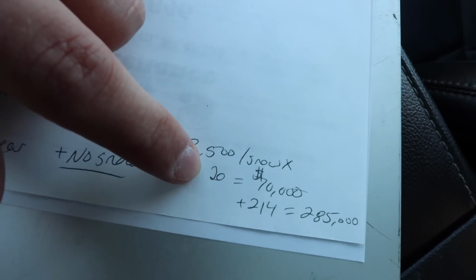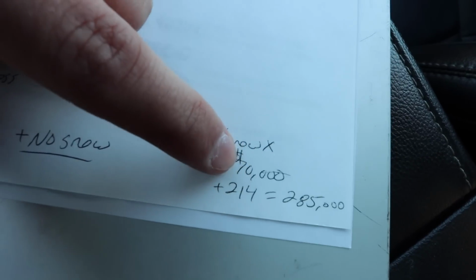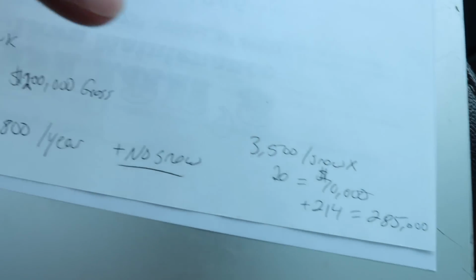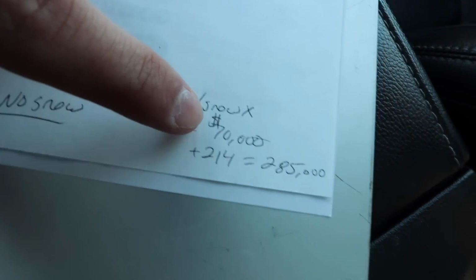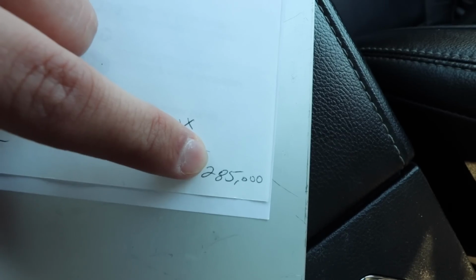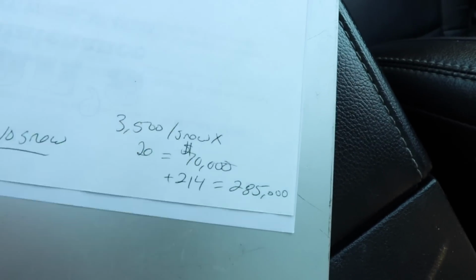Not gonna happen, but you can do 20 sites like this, no problem. That's another $70,000. So if you take 214 and 70,000, that's $285,000 out of your business. That is very doable. Now here's the deal.